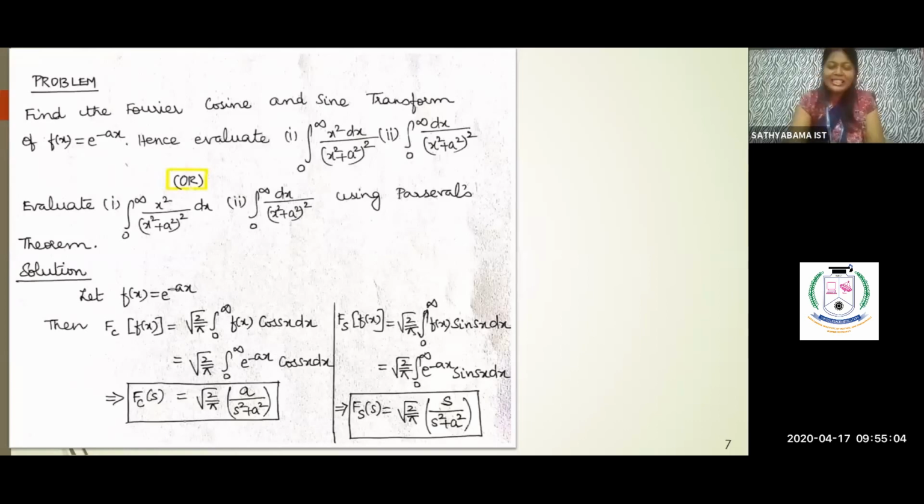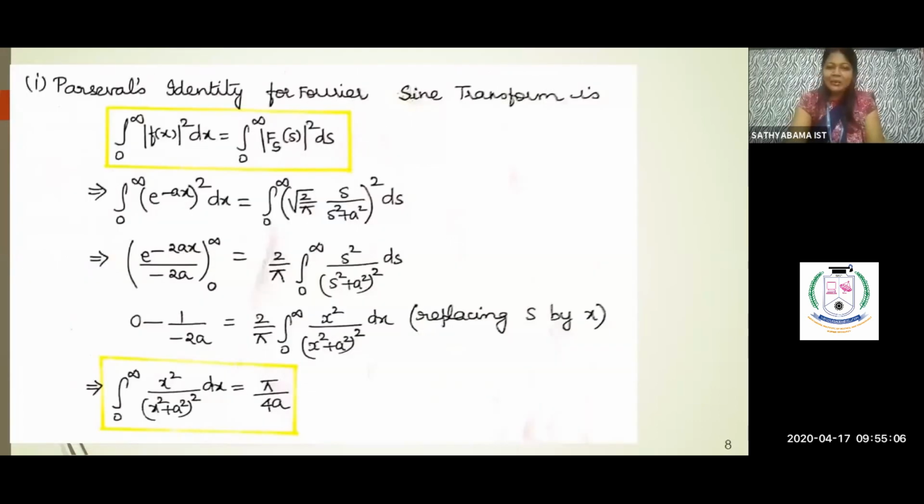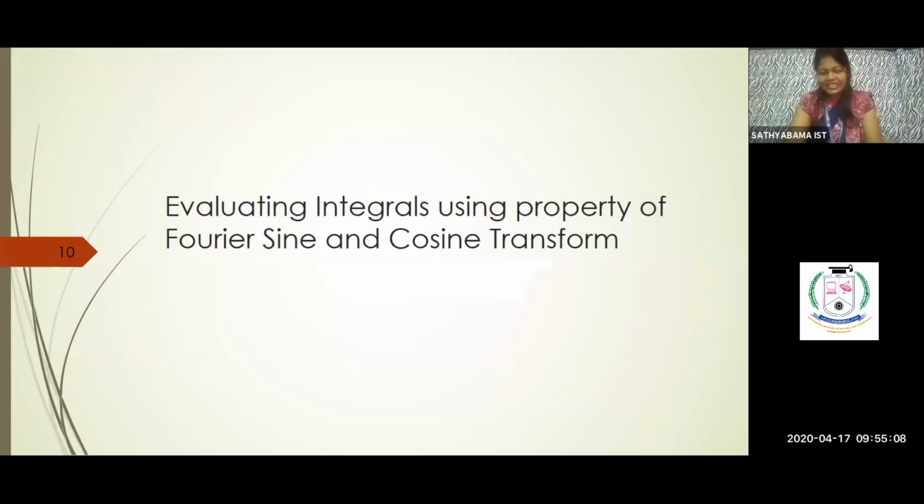So we come to the end of the first topic. Now let's go to the second topic. What are we going to do here? We're going to evaluate integrals using property of Fourier sine and cosine transforms. So now we saw how to evaluate integrals using Parseval's identity. Next, we're going to see how to evaluate integrals using a property of Fourier sine and cosine transforms.